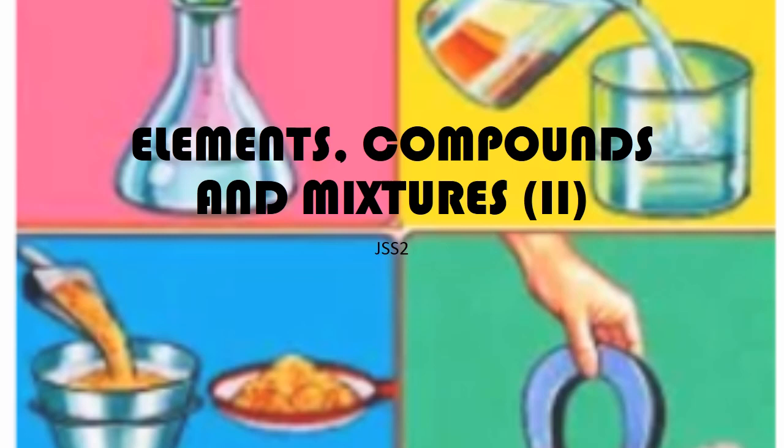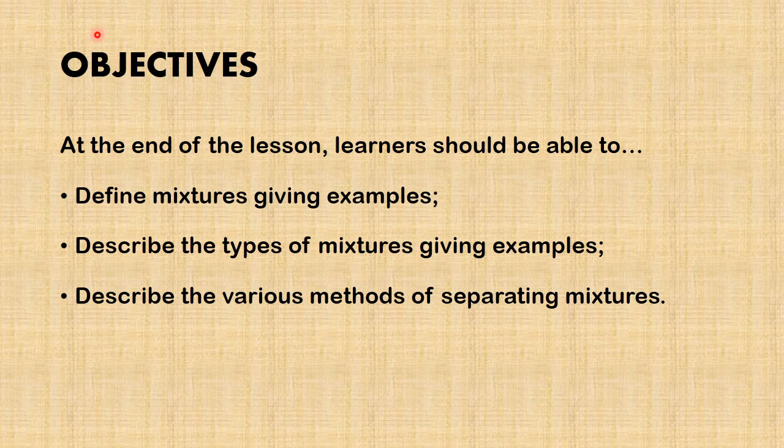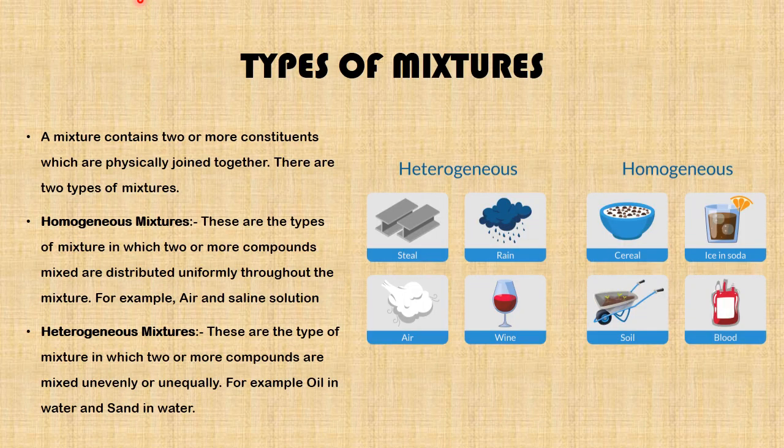Hello there. Now this is the concluding part of our lesson on elements, compounds and mixtures. So we are looking at elements, compounds and mixtures 2. Now moving along, the objective of this lesson is to help learners define mixtures giving examples, describe the types of mixtures giving examples, and describe the various methods of separating mixtures.